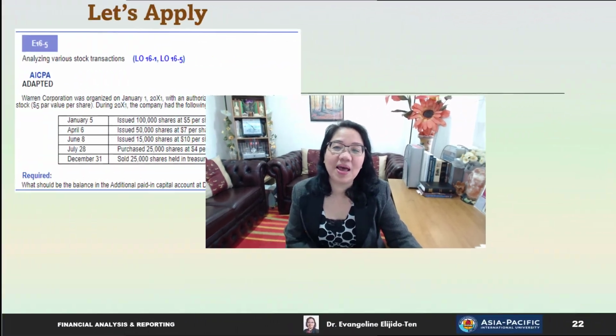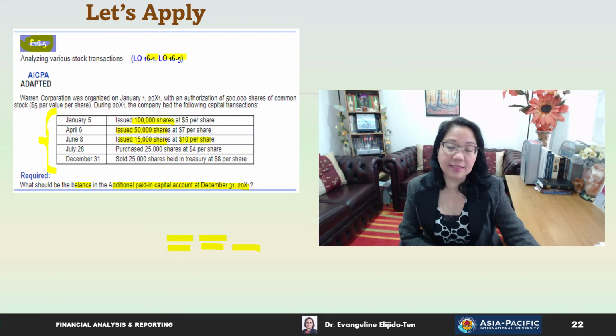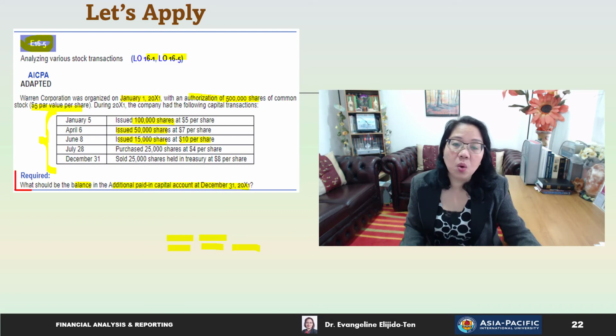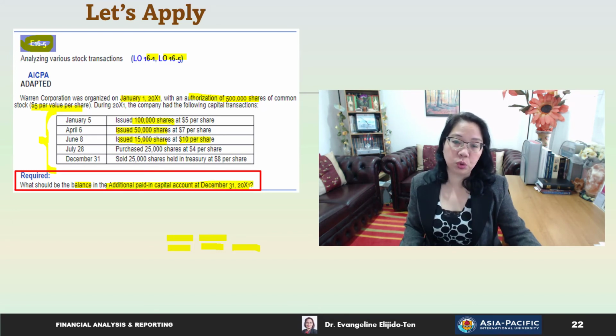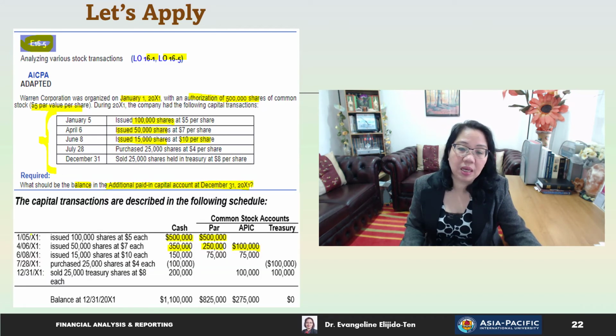All right, let us apply what we have learned in exercise 16-5. Warren Corporation was organized on January 1st, 20X1 with an authorization of common stock at $5 par value per share. What would be the balance in the additional paid-in capital at the end of the year is what we are required to do. January 20X1 will record 100,000 shares issued. That would give us cash of 500,000 and common stock at par of 500,000.